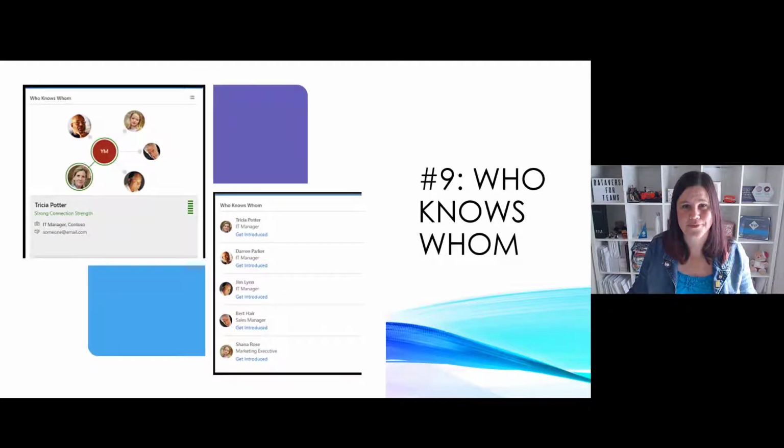The next one is a feature called Who Knows Whom. I do love this for its grammatical correctness as much as its functionality. We can use LinkedIn Sales Navigator to help work out who else in our organization might know someone, but LinkedIn connections can be anything from someone who just connected with me in the community through to someone I've worked very closely with, and you can't really get a sense of the strength of that connection.